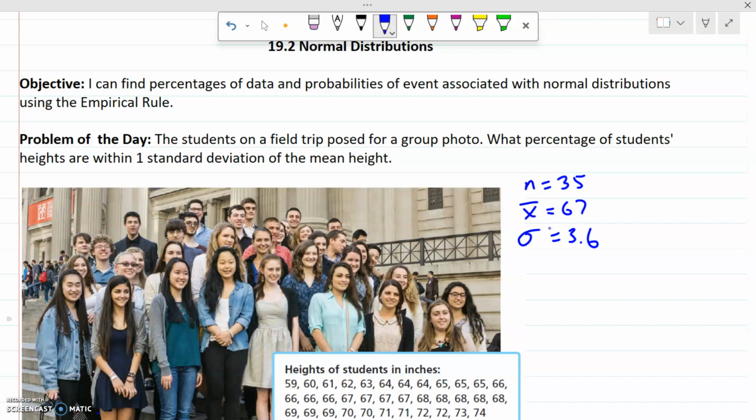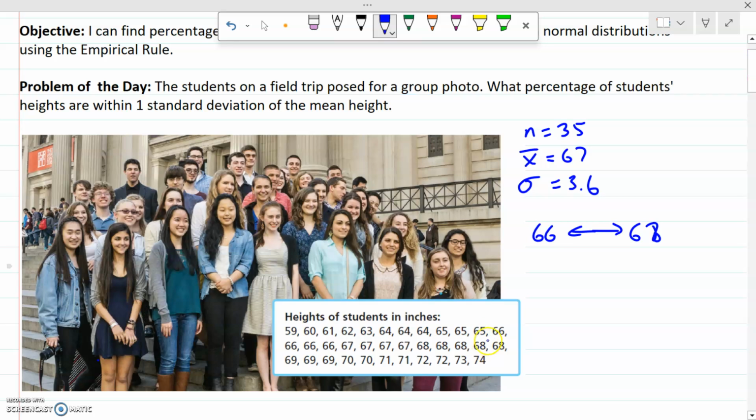They said, okay, let's just add 1 and subtract 1 from the mean and then do our count in there, which means they range it between 66 and 68 and do a count in this data to answer this question. So they said count everything from 66 to 68. So that was 1, 2, 3, 4, 5, 6, 7, 8, 9, 10, 11, 12, 13 out of the 35 is what some people said was the answer to this question.